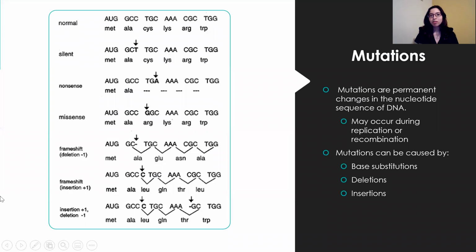To begin with, it's best to understand what exactly a mutation is. A mutation is a permanent change in the nucleotide sequence of DNA. It may occur during replication or recombination, and is often caused by three major things: base substitutions, deletions, and insertions. And as you can see in the image here, that's exactly what's going on with these codons.